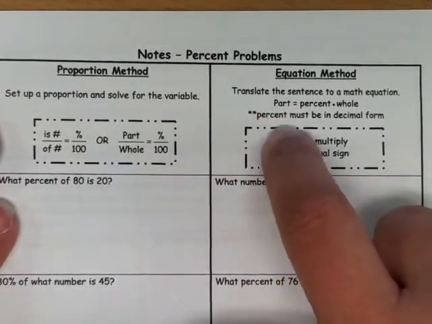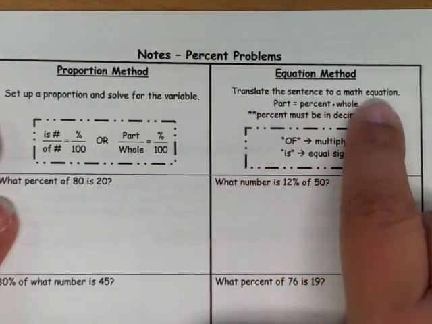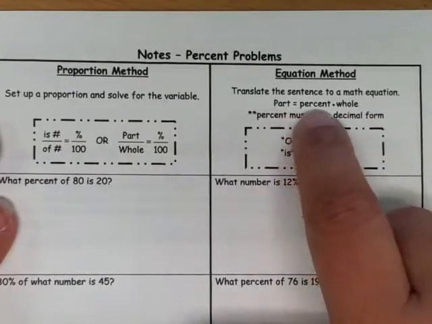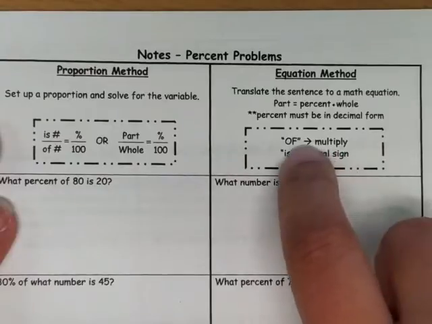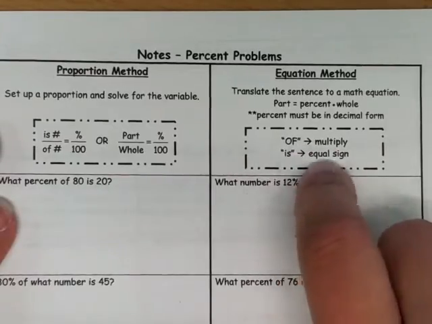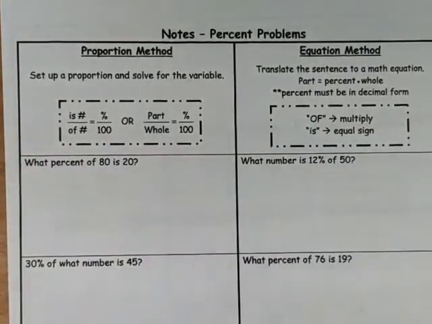You can also do an equation, so you can translate a sentence into a math equation. Your part equals the percent times the whole. The percent has to be in decimal form. When it says of, it's to multiply, is means an equal sign, etc.